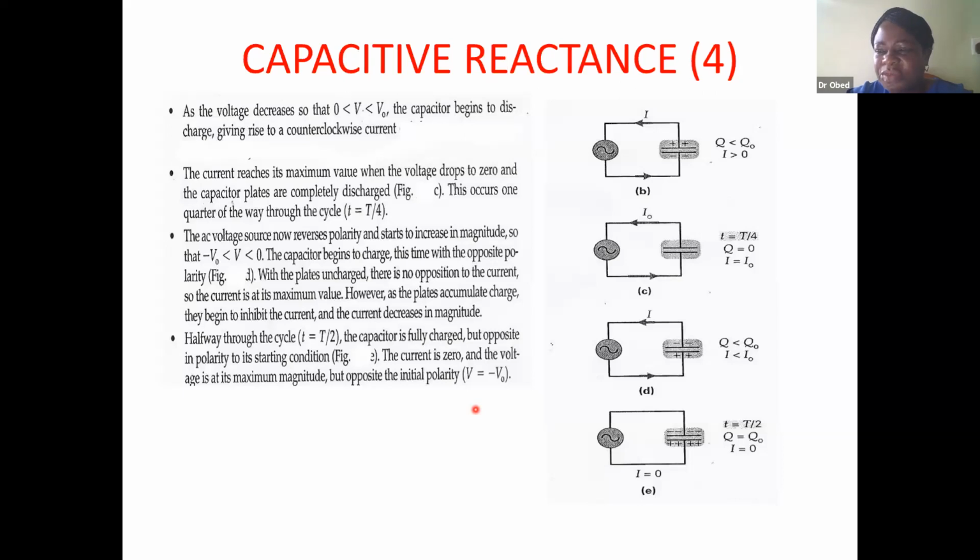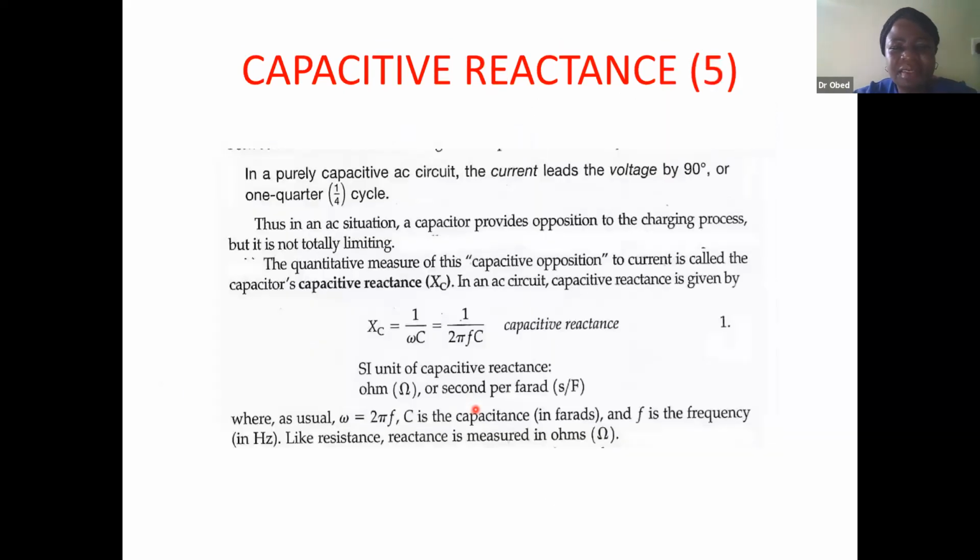So the phase relationship, go on to the next slide. The phase relationship between the current and the voltage for a capacitor is commonly stated in this way, that in a purely capacitive AC circuit, the current leads the voltage by 90 degrees or 1/4 cycle. This is the way it's usually stated. Thus, in an AC situation, a capacitor provides opposition to the charging process, but it is not totally limiting.